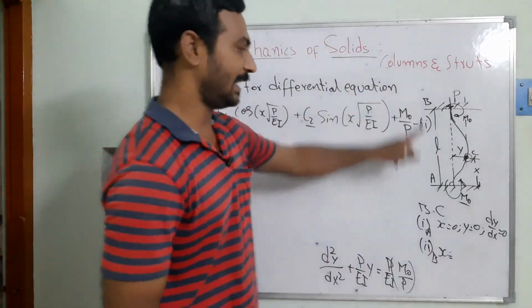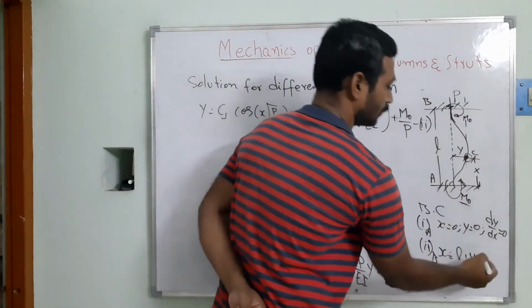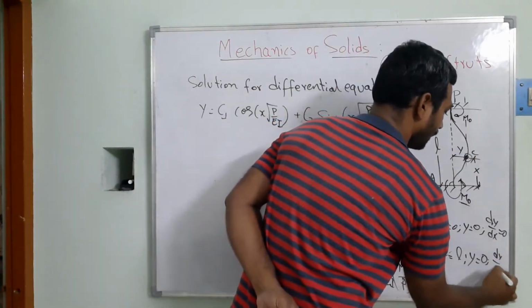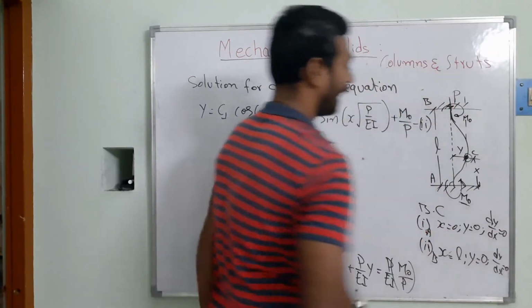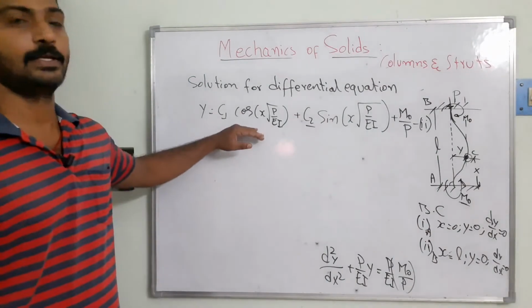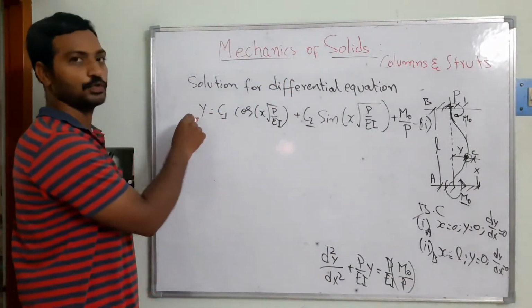We know that the length is L, and the deflection at the end is equal to 0, and the slope also exists, that is dy/dx is equal to 0. By using these two boundary conditions I am trying to find the constants. I am going to take the first boundary condition and substitute it in this equation 2.